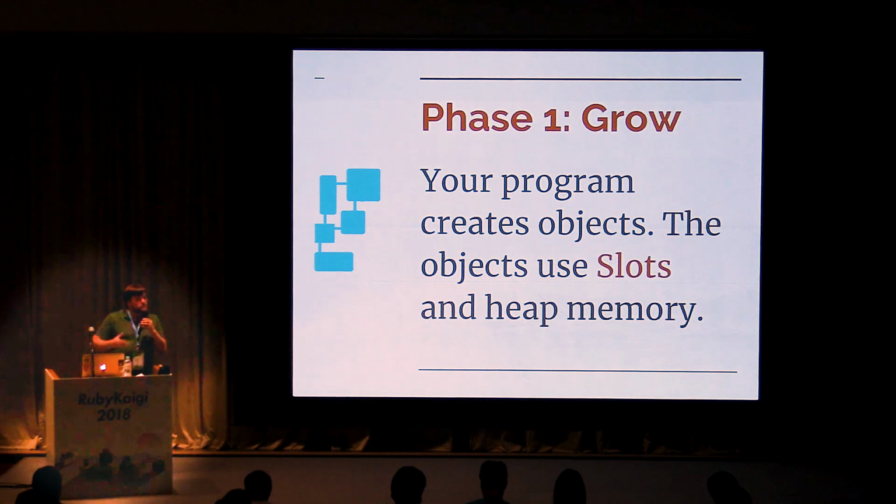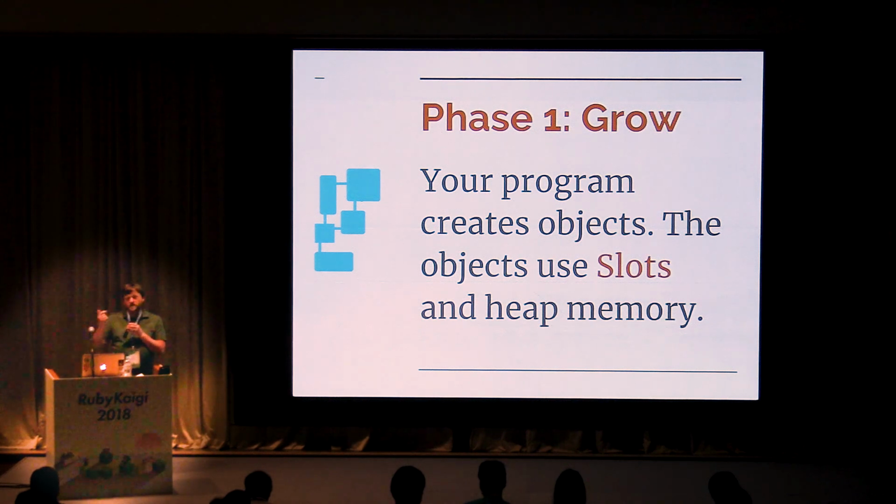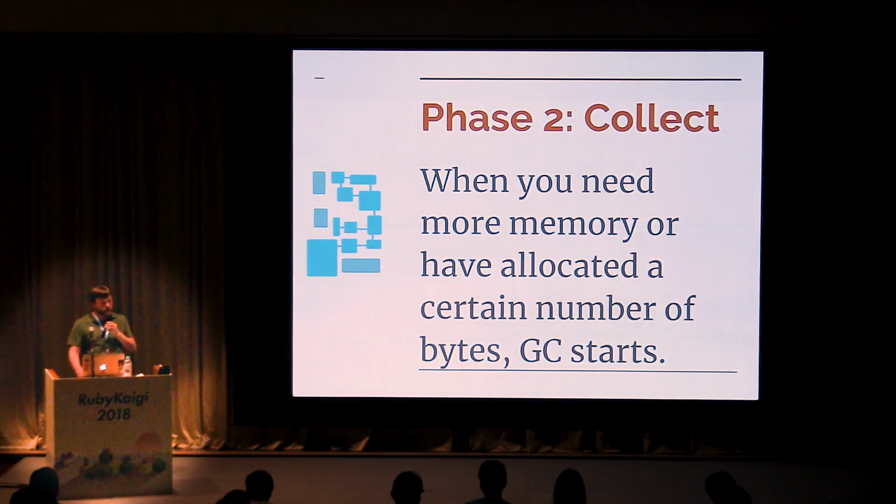So grow is easy. You add objects. Your code's sitting, it's running, it makes objects. When it makes objects, it uses heap space for the big objects, it uses slots for the small objects, it uses references for everything. This is exactly what you expect. Second phase, at some point you get a garbage collection. When you need more memory than you have allocated, when you cross a certain threshold for number of bytes, Ruby will automatically start a garbage collection for you. You're used to this, you've seen it before.